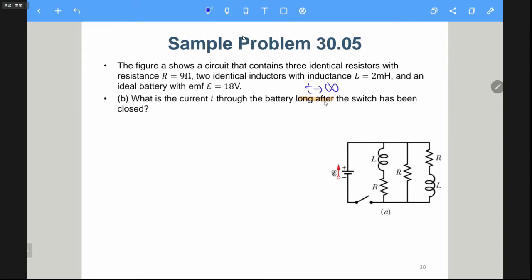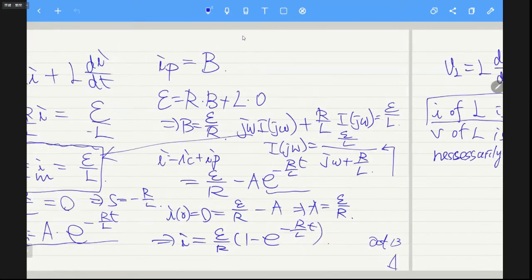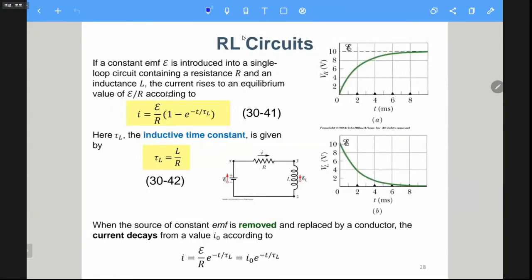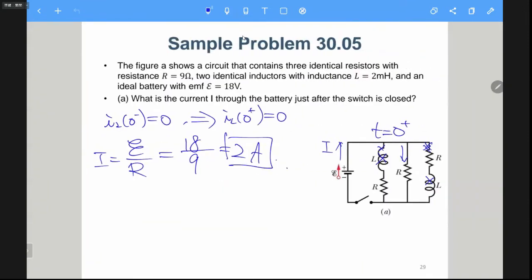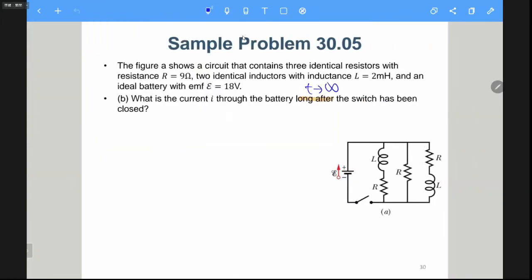The keyword here is long after the switch, which means t tends to infinity. And suppose we know the response will be something like that. If t tends to infinity, this whole term will shrink to 0. It is like the inductor doesn't really exist. For t tends to infinity, you can just ignore this one. You can just regard it as a wire.